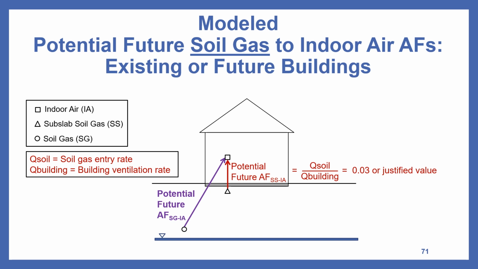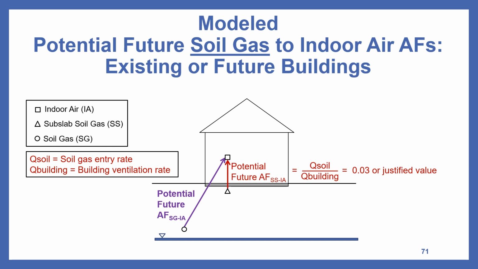In this modeling, we first want to account for a potential future attenuation factor that accounts for changes to the building. One example of how you do this is using US EPA's modeling tool based on Johnson-Ettinger modeling. In their model, you can input a Q soil over Q building value. Q soil is the vapor entry rate, Q building is the building ventilation rate, and this ratio essentially equals the subslab to indoor air attenuation factor. You can either put in the screening attenuation factor of 0.03 or a justified value that's based on multiple lines of evidence specifically about that building.